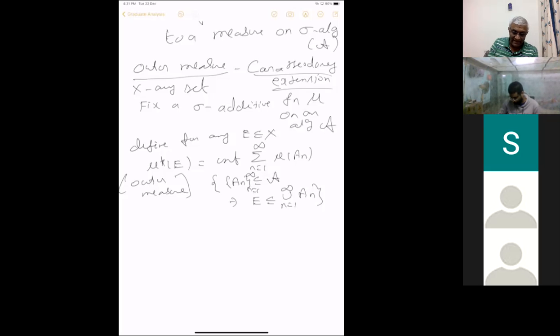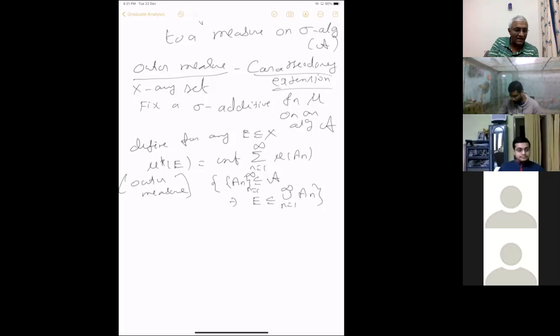I mean, certainly this cover exists because the universal set is there. So that will contain this, so that will be in the algebra. So this collection is not empty, since X is in A.